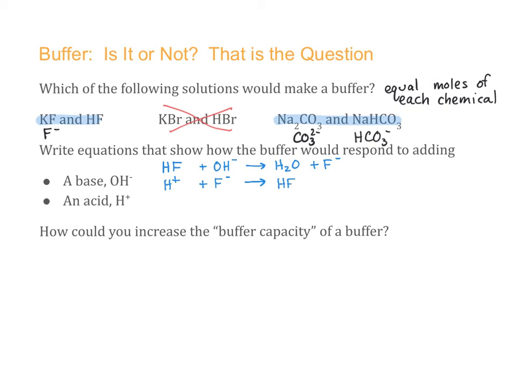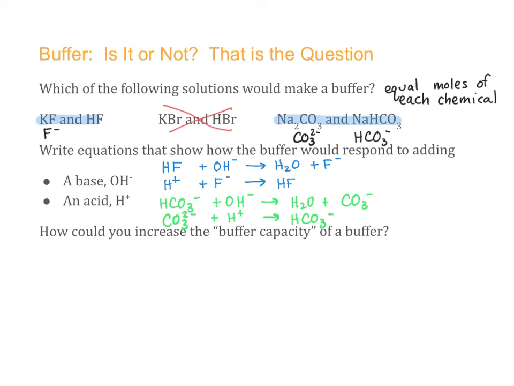We could do the same thing for the second system we identified to be a buffer above. If we add a base to the carbonate buffer, then the acid part would react with it. We would have the HCO3 minus interacting with the base to make water and carbonate ion. If we added an acid, the carbonate ion would react with the acid and it would make HCO3 minus. So when you have a buffer, you have both an acid and a base to interact. No matter what you add to it, it will keep the pH about the same.